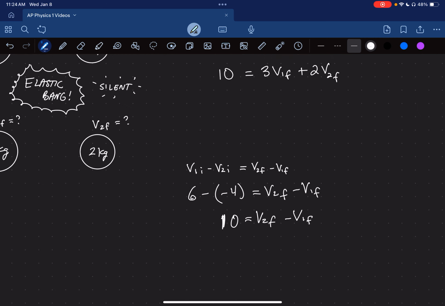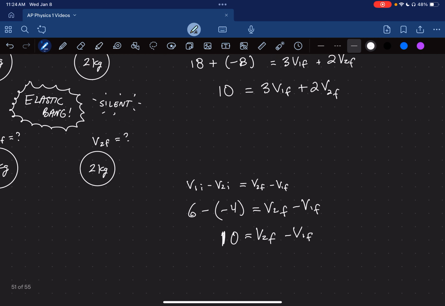Okay, let's not get too fancy here. We're going to substitute one of these. We're going to substitute an expression here into this equation. Best way is let's just make this negative V1F positive. So in other words, we'll add it to this side. And so we will substitute this expression here for V2F over here. So we'll continue.